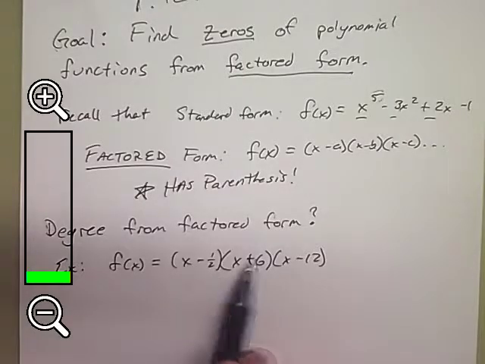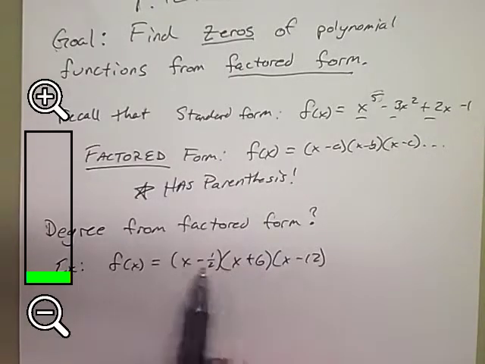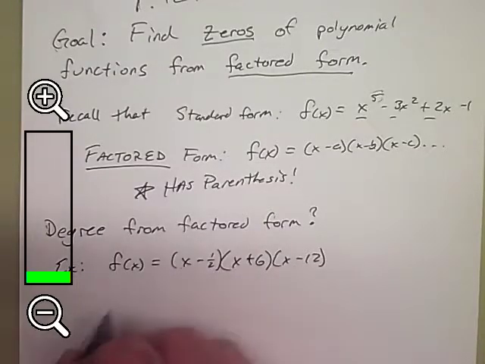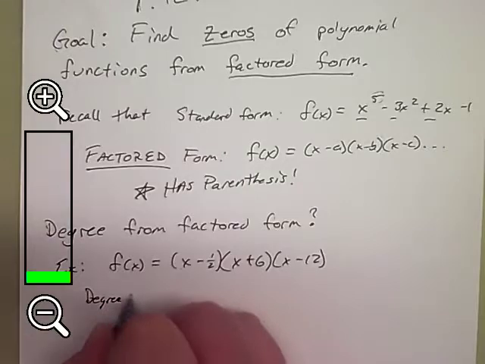So if you could imagine multiplying all this out over and over, we would end up with x to the third power. So the degree here would be 3.